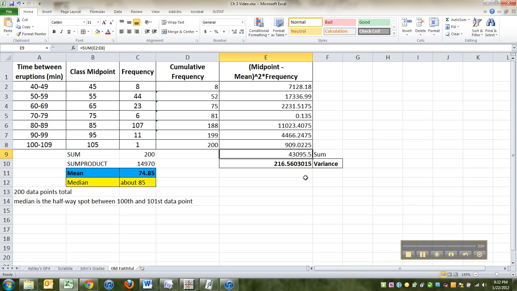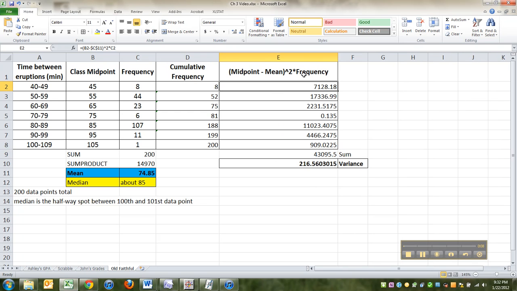All right, so here we are, and we found the midpoint minus the mean, times, squared, times the frequency. What a pain. We dragged it down the column, and then I went and found the sum of that column. Now, why am I doing that? Well, because that's part of the formula for standard deviation.